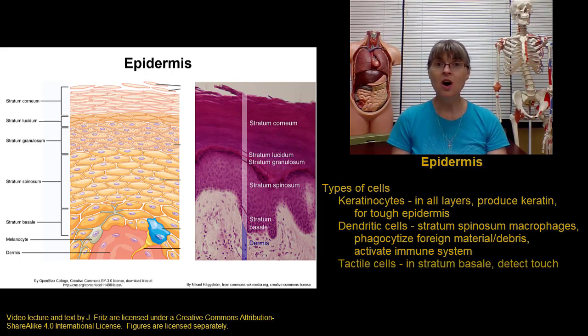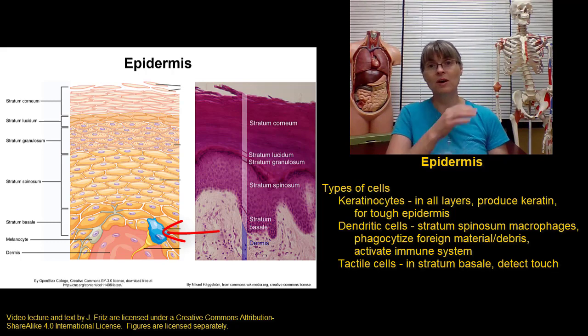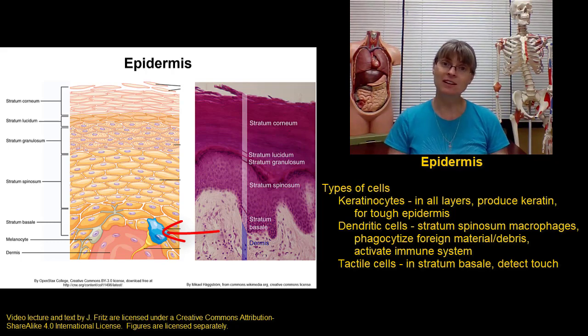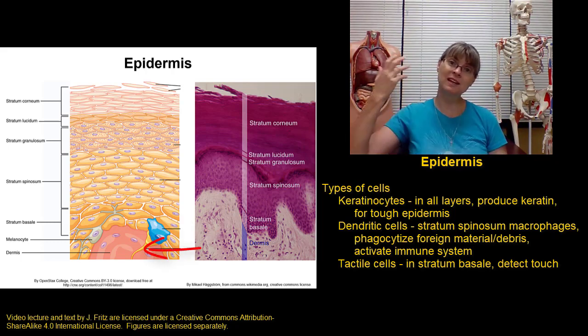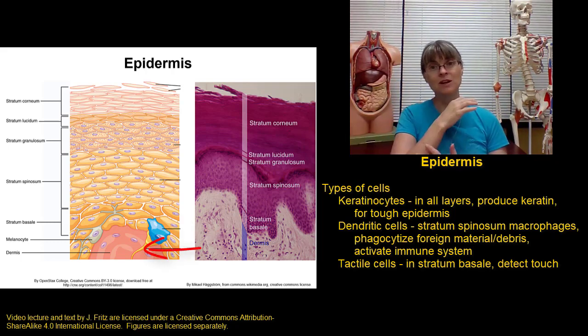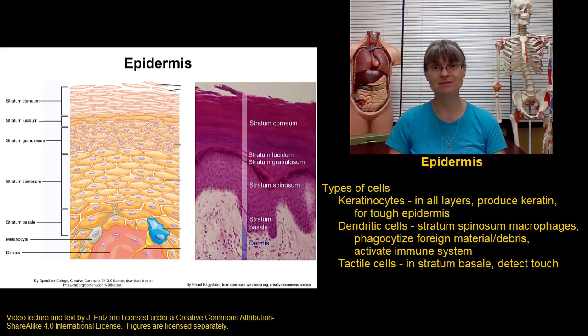The epidermis also contains the tactile cells, sometimes called Merkel cells, that provide our sense of touch. So a light touch to the epidermis will be detected by these tactile cells that are connected to a neuron that will send the signal to the brain to tell you that something is touching the skin. These are found in the stratum basale.